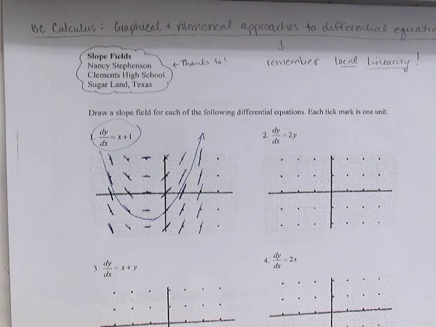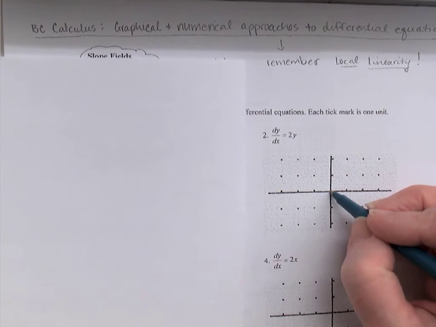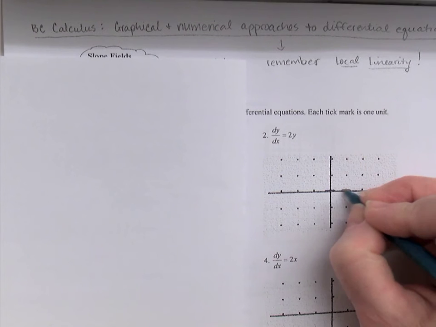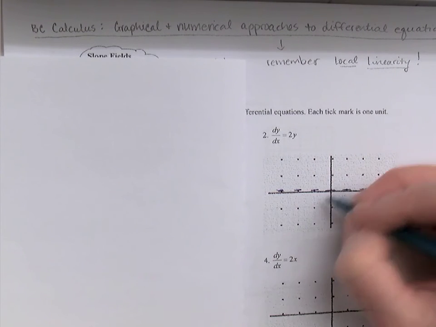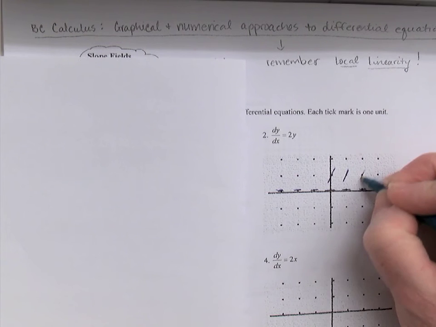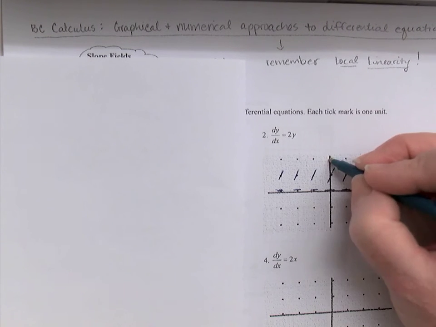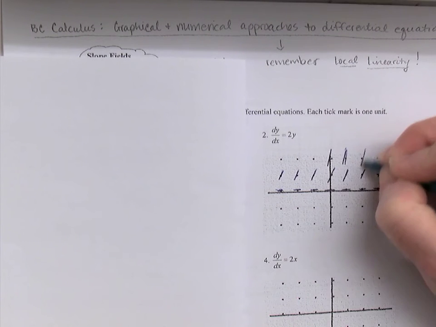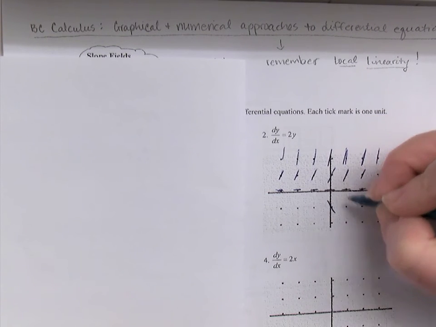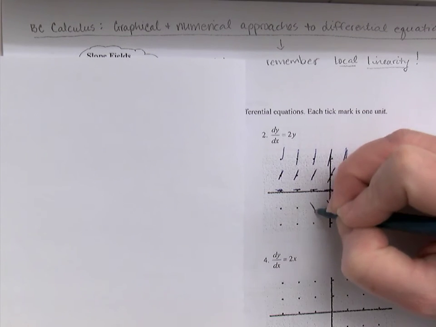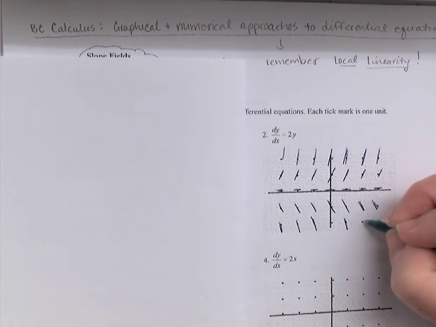If we were going to look at what we have for question number 2, dy dx is 2y, so any place y is equal to 0, I know the slope is going to be equal to 0. Any place y is equal to 1, the slope will be 2, so something like this. Anytime y is equal to 2, the slope is going to be 4, so this gets progressively very, very steep. Where y is negative 1, the slope is going to be negative 2. And again, this is going to get more and more negative. So here we have a slope field that looks like this.